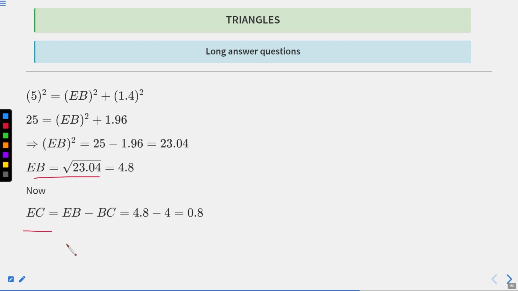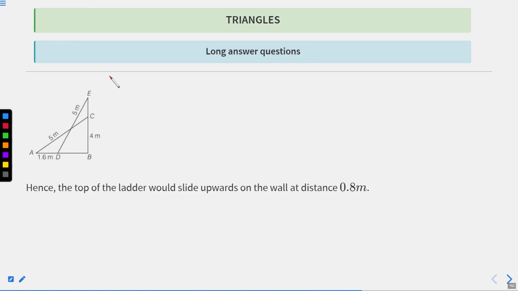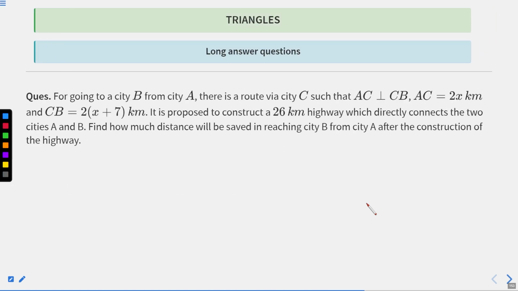So now EC is equal to EB minus BC, that is equal to 4.8 minus 4, that is equal to 0.8. So EC is equal to 0.8. So you can see this figure, hence the top of the ladder would slide upwards on the wall at distance 0.8 meter. Okay, so this is our final answer. So now let us move to next question.